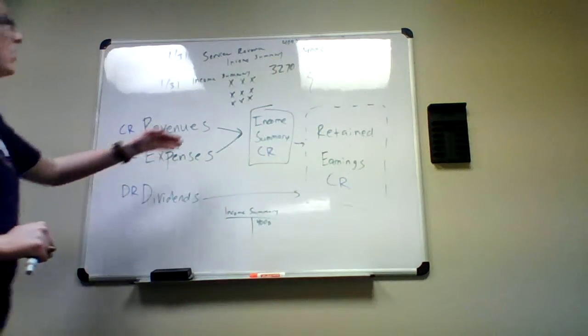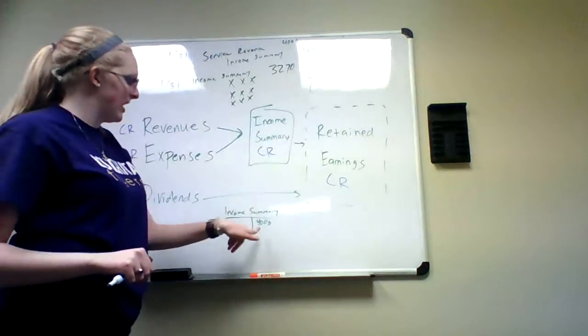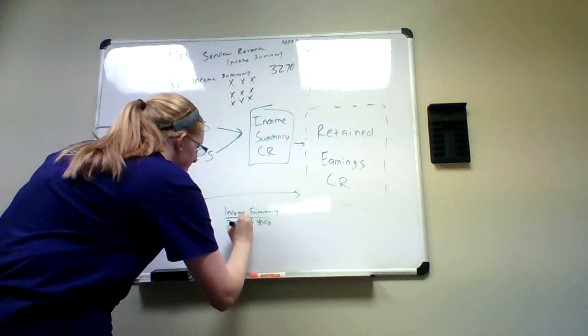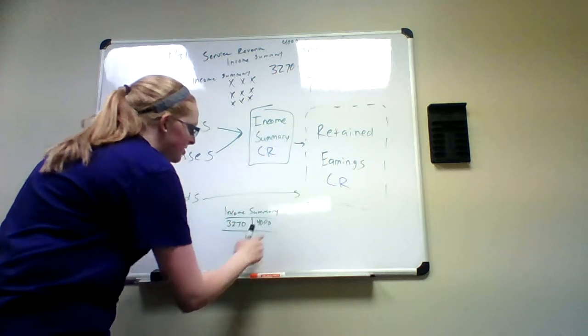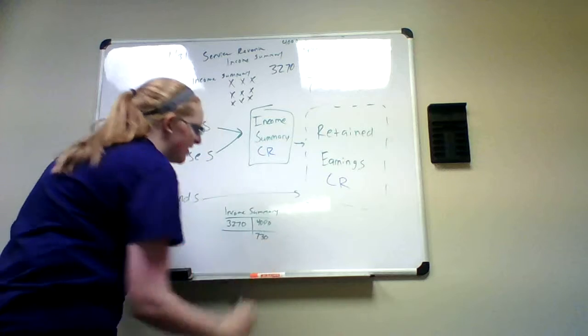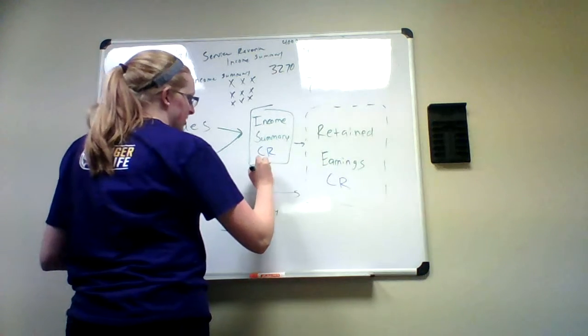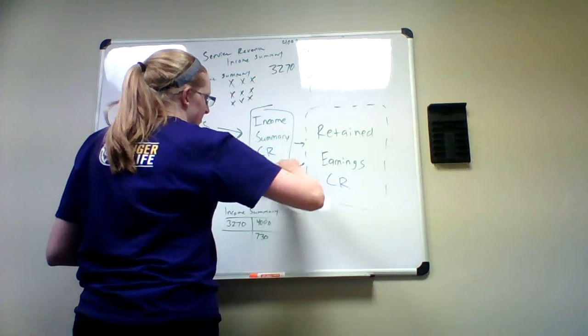So now you have a credit of $4,000 to income summary, and now you have a debit of $3,270. So you have a credit balance of $730 in income summary. That's where this is. Well, if I can write.